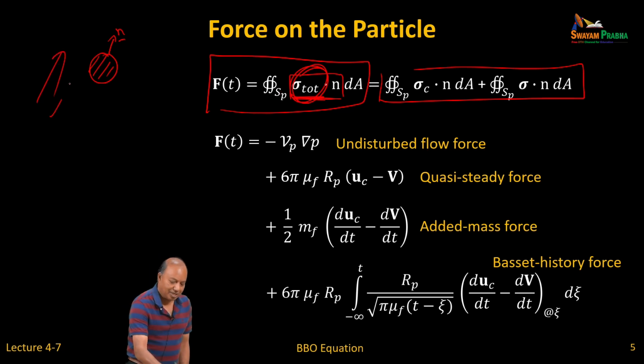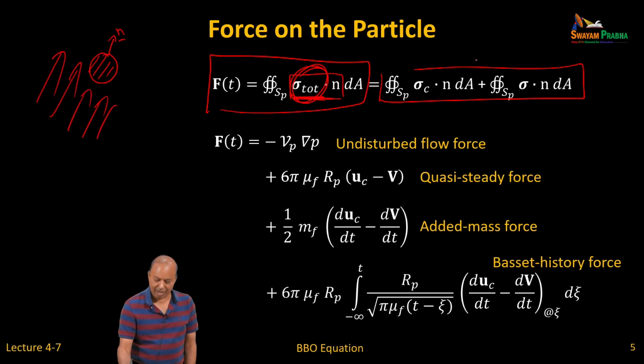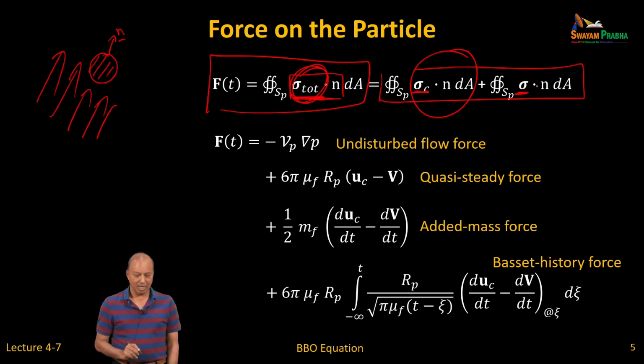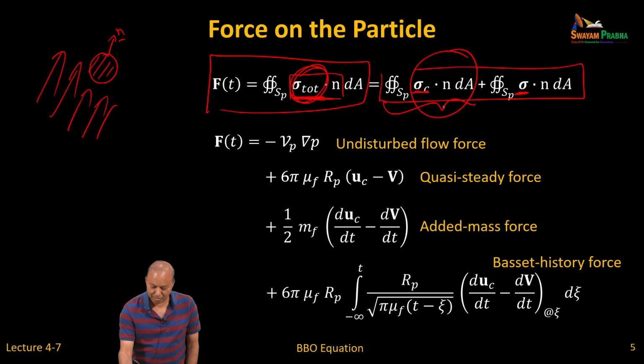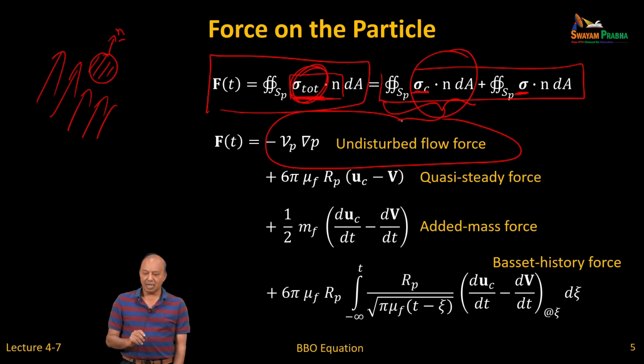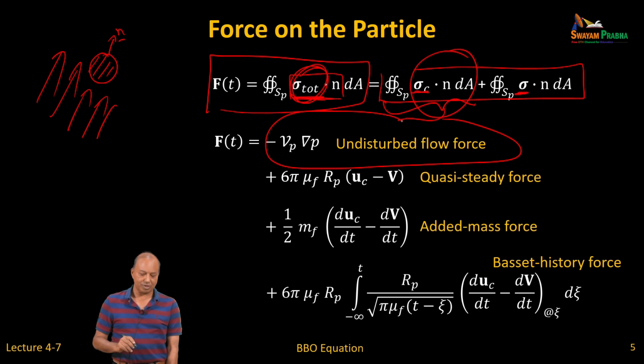The only thing that I've done here is split this total stress in the fluid. We say, okay, there is an undisturbed flow. This is the undisturbed stress, and this is the stress due to the perturbation. And this first term is what gives you this. So in other words, the undisturbed flow integrated over the volume of the particle will yield a force. This is what I earlier talked about, it gives rise to buoyancy force and things like that.